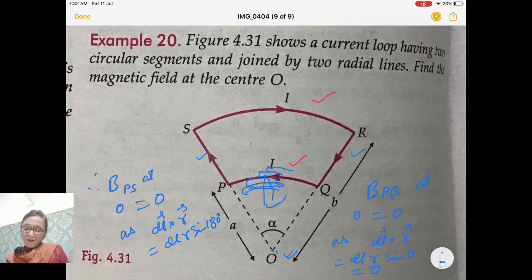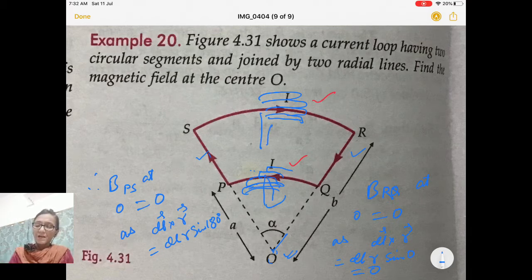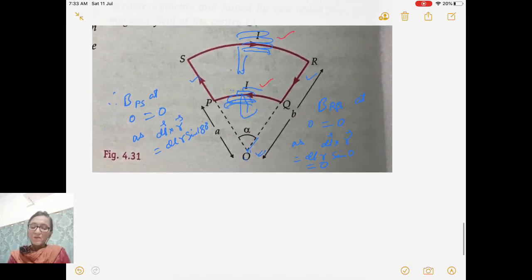So magnetic field due to this part of current carrying conductor PQ will be in upward direction at O. Okay, and if you find magnetic field due to SR part, your curl of the finger will be along this direction. And then you will find that thumb is going down. So the two fields are along different directions. Let me write firstly the two fields, value of two fields.